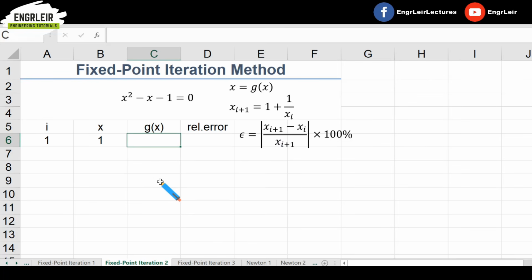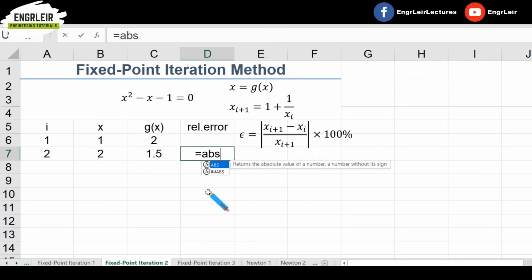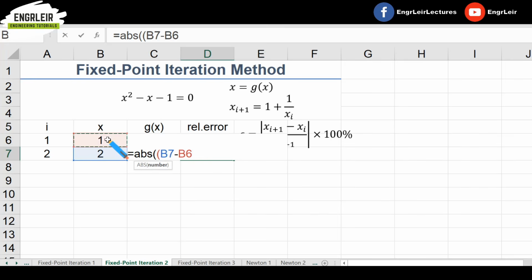So, let's have another example. Ito yung example kanina. Ang gagamitin kong g of x is yung 1 plus 1 over x sub i. So, this should be equal to 1 plus 1 over the value of x. And this is equal to the number of iterations. Yung current value ng x is equal to the previous value ng g of x. And then, drag down. Relative error is the absolute value ng current minus previous x over current value of x.